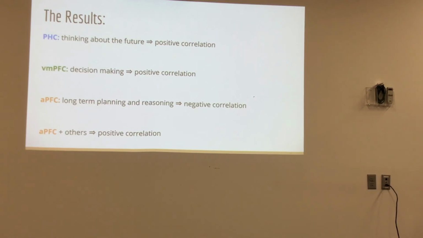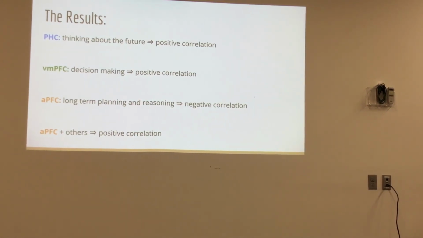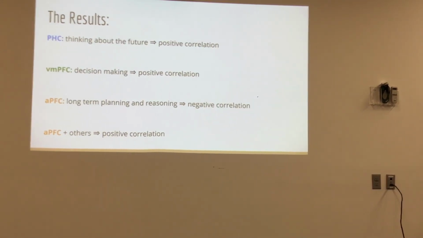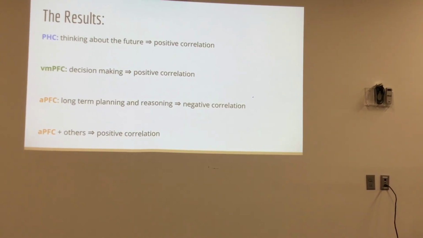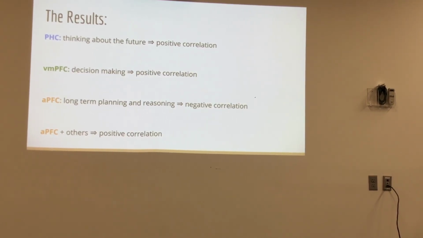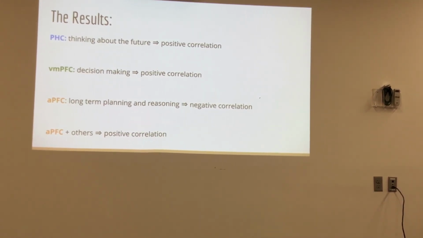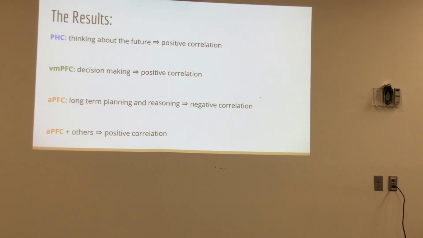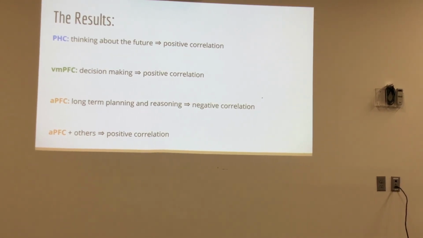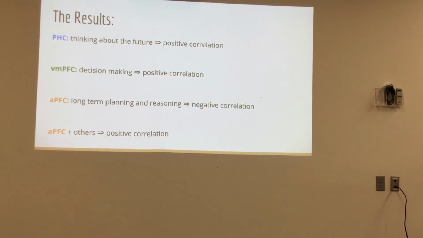Okay, so the results to summarize quickly. The PHC is the thinking about the future part of the brain, and there's a positive correlation. The VMPFC is decision making, and again, has a positive correlation. And those two were the sort of reward now instead of in the future. The APFC is long-term planning and reasoning, which is a negative correlation. However, the APFC working in conjunction with other parts of the brain have a positive correlation.